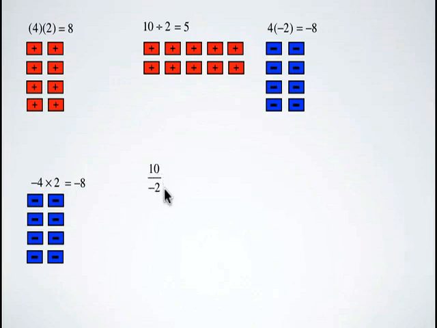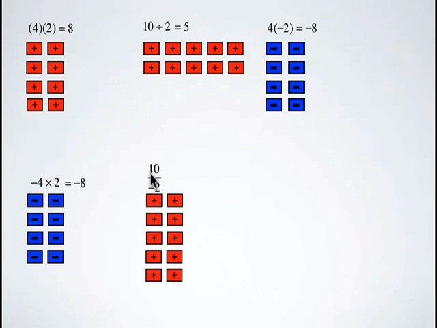10 divided into groups of negative 2. So the first thing I'm going to do is take the 10 and divide it into groups of 2. 1, 2, 3, 4, 5. But because of the negative 2 here, that means the opposite. So all of my red tiles have to become blue. And how many is in each group? Negative 5.